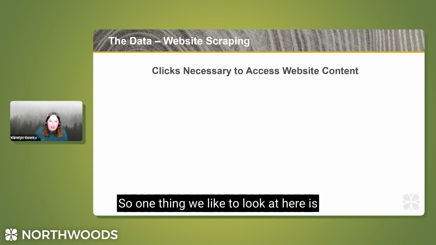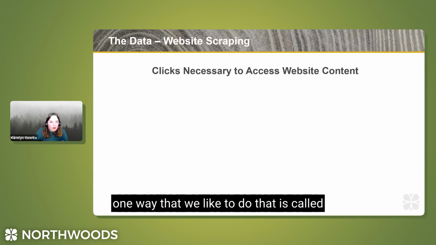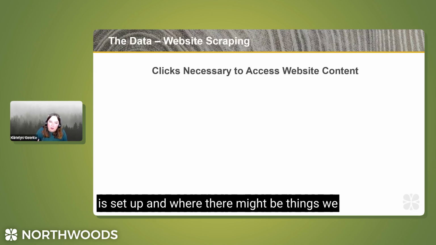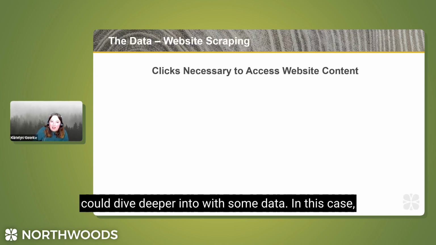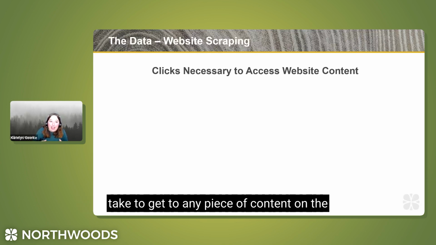So one thing we like to look at here is understanding how the site was structured to begin with. And one way that we like to do that is called website scraping to help us understand just how the site is set up and where there might be things we could dive deeper into with some data. In this case, we were looking at the clicks that were necessary to access anything on the site. How many clicks did it take to get to any piece of content on the site?